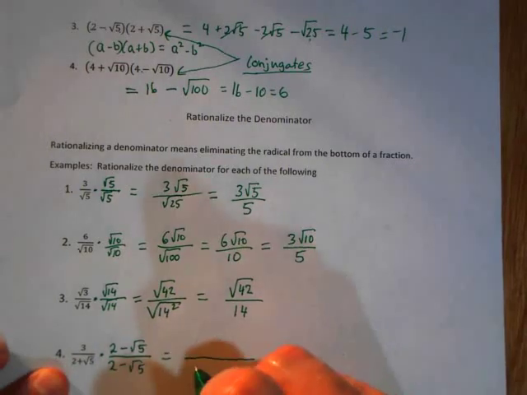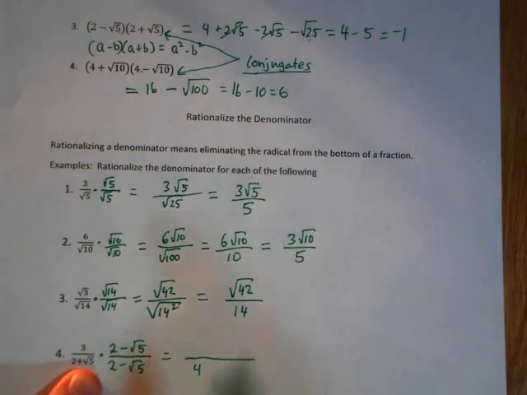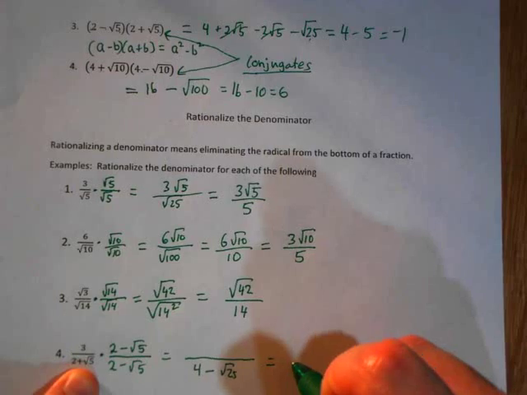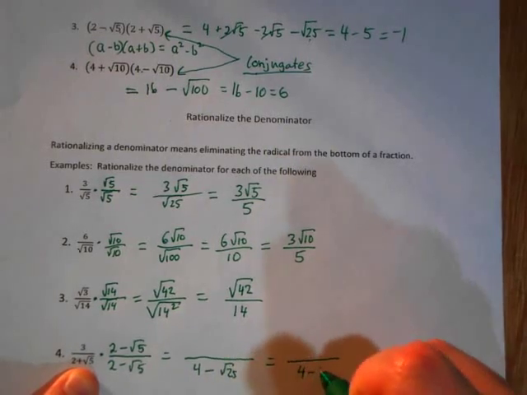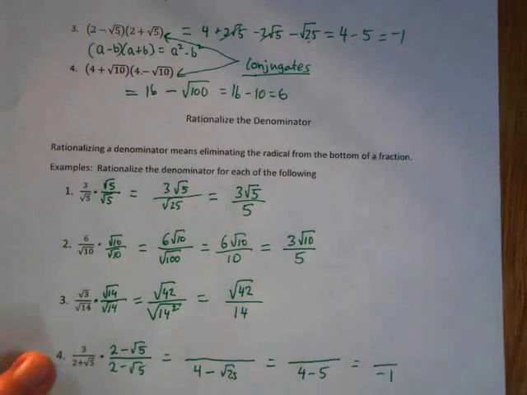2 times 2 is 4. The middle two are going to add up to 0. We saw that already. Saw it up above. And when I multiply these two, I get minus square root of 25. So down on bottom, that gets rid of all of the square roots for me. I end up with a minus 1 down on bottom.